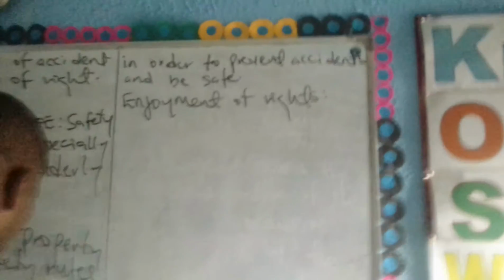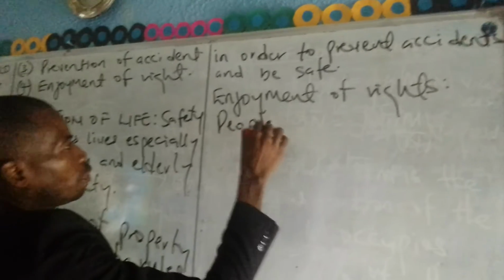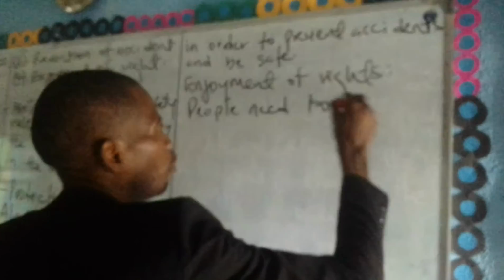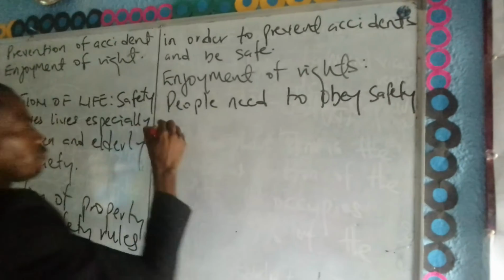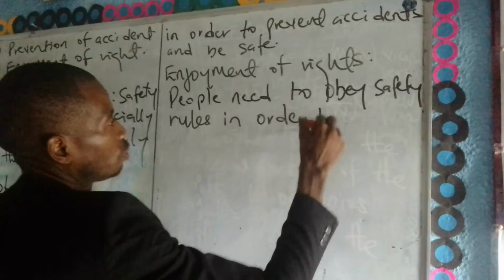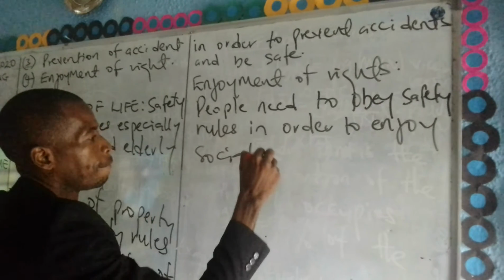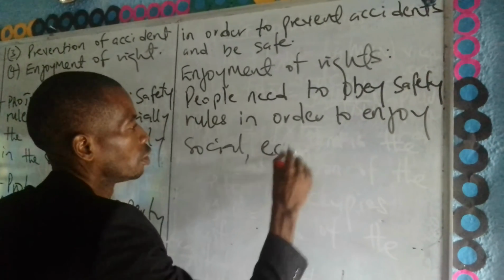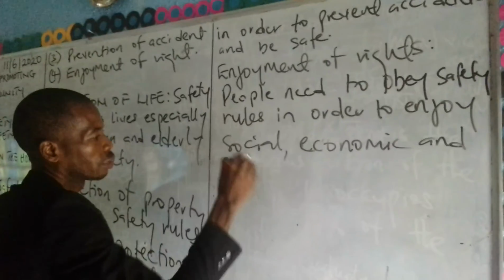So let me write it here now. Enjoyment of rights: people need to obey safety rules in order to enjoy social, economic, and political rights.